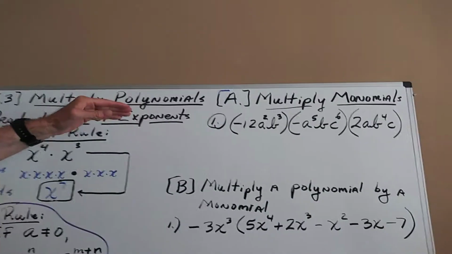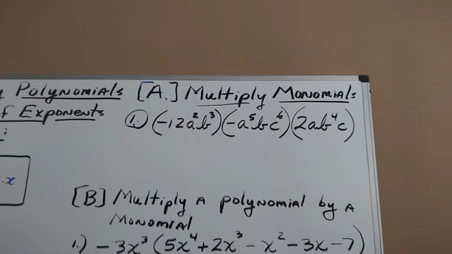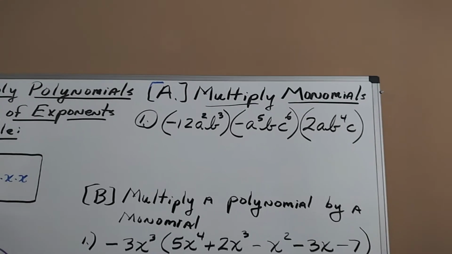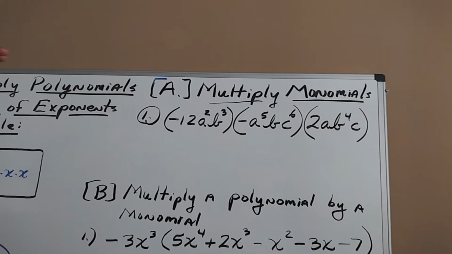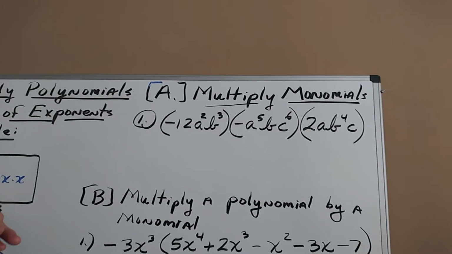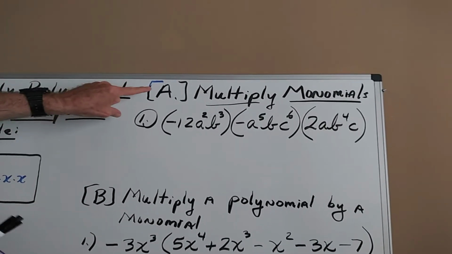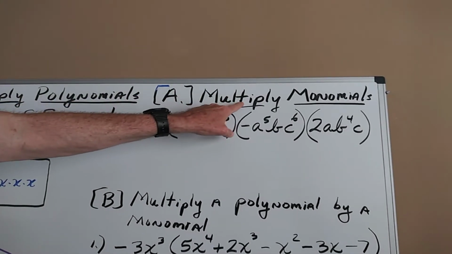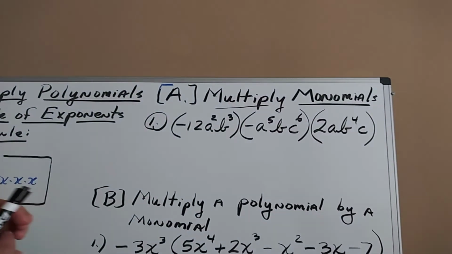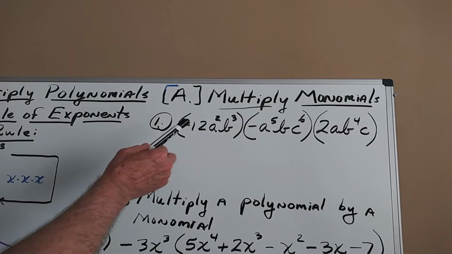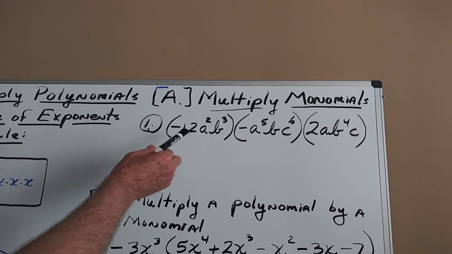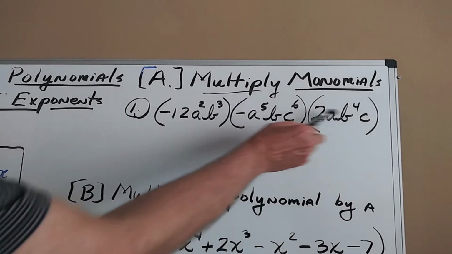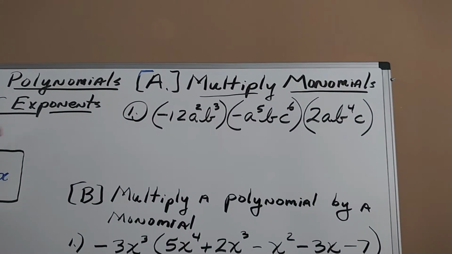Now we're going to move into 6-3 and we're going to look at the individual skills of multiplying polynomials together. We're going to use capital letters. Capital A, we're going to multiply monomials together. We'll just do one problem here. We're multiplying these three monomials together.